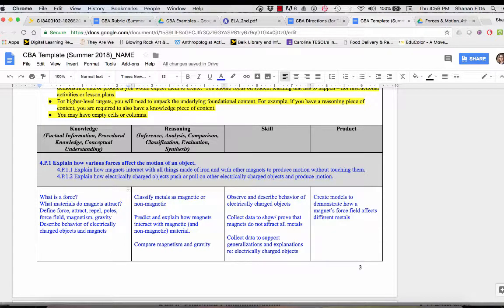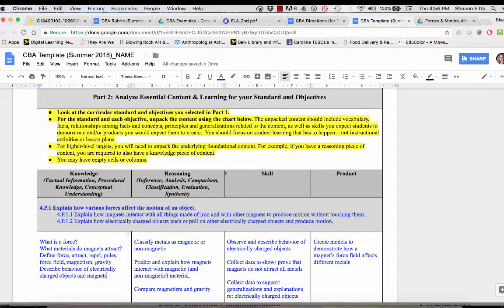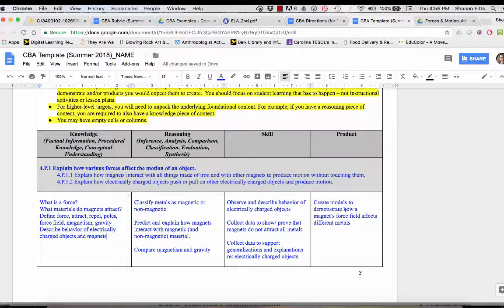In terms of product, I don't know that in these objectives there's really any product level content here, but I did put down that I would like the students to be able to create models to demonstrate how the magnetic force field affects different materials or different metals.